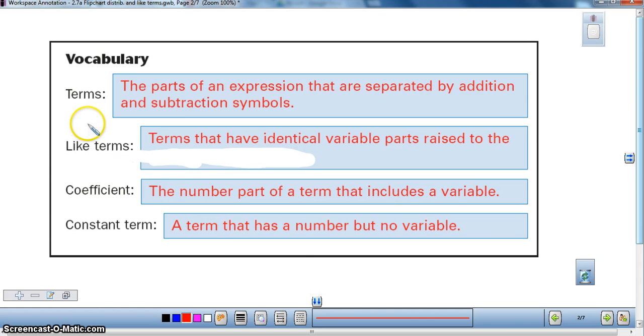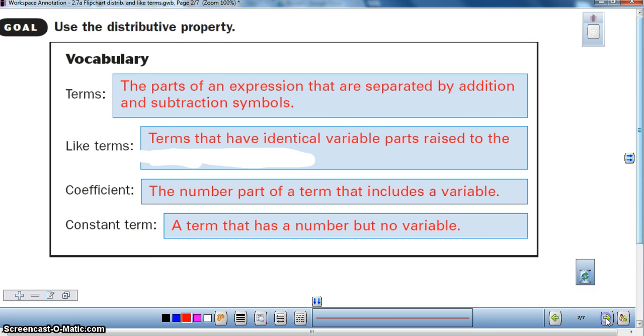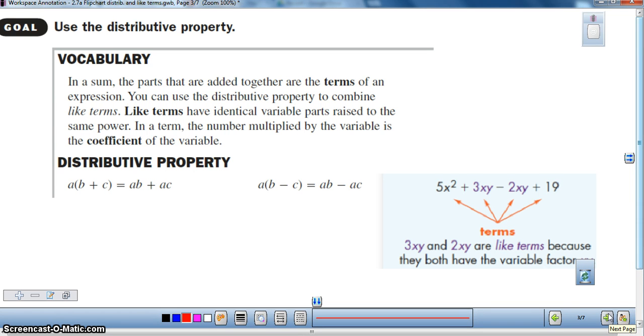Again, talking about what terms are like terms. The coefficient is the number part. Yesterday I like our definition where we said it was the number times the variable, and the constant is simply all numbers, no variable. Now, a sum is what we add together, are the terms of our expression. The distributive property is used to help us combine like terms. Like terms have identical variable parts. In a term, the number multiplied by the variable is the coefficient.